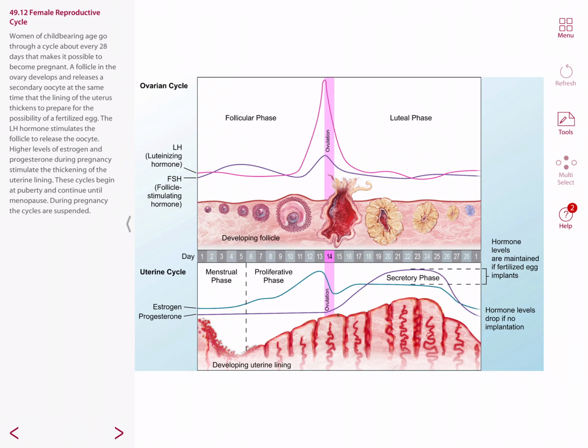You can see ovulation occurring there. Ovulation occurring, we would hope that implantation of that fertilized egg would happen somewhere in that 15 to 28 day range there, right?